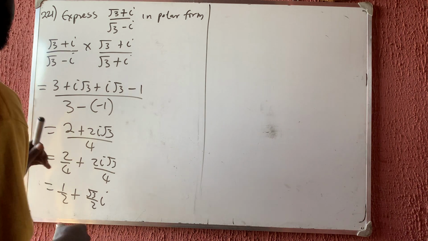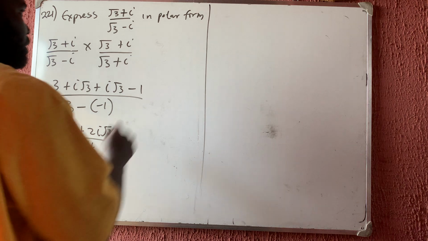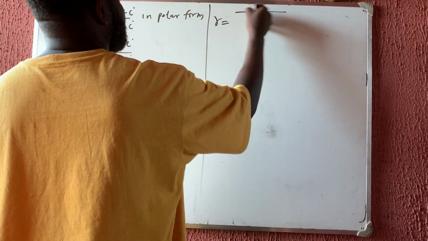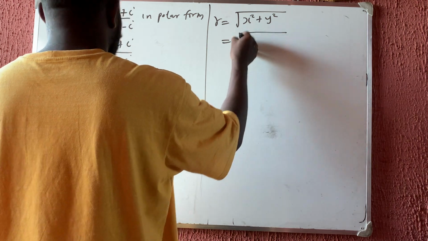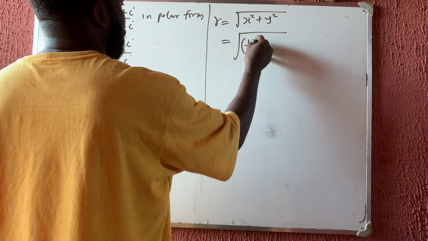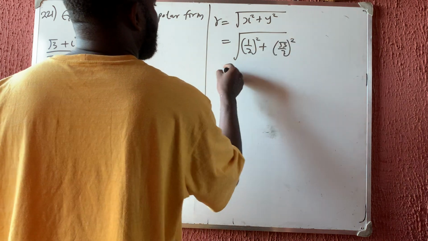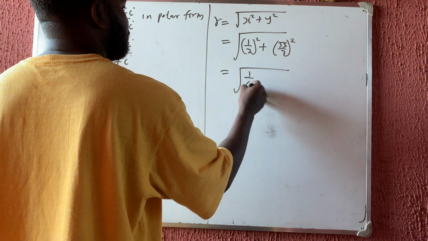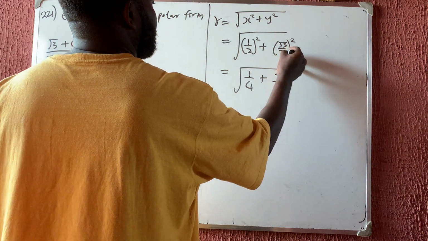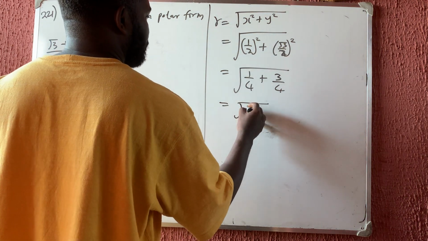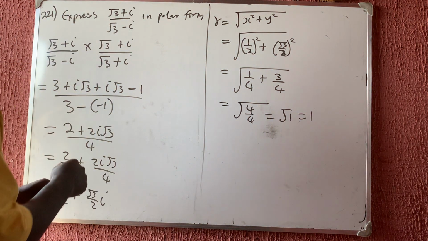Okay, so to get the polar form we need the modulus and the argument. The modulus r is equal to the square root of x squared plus y squared, which is the square root of 1 over 2 all squared plus root 3 over 2 all squared, which is the square root of 1 over 4 plus 3 over 4. So which is the square root of 4 over 4, the square root of 1, which is 1. So this is the modulus.